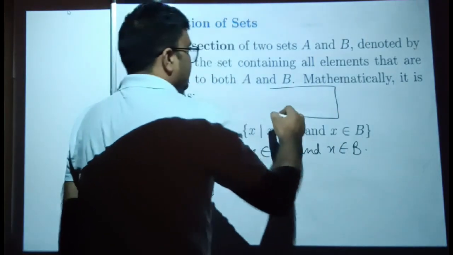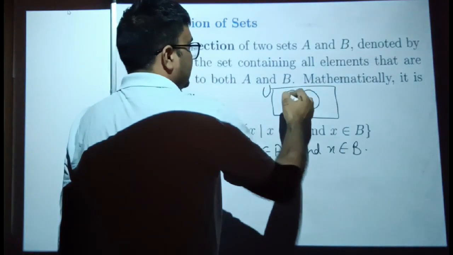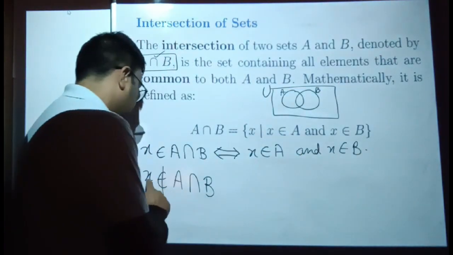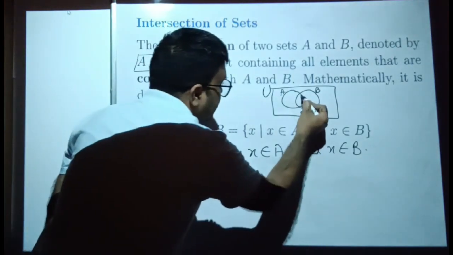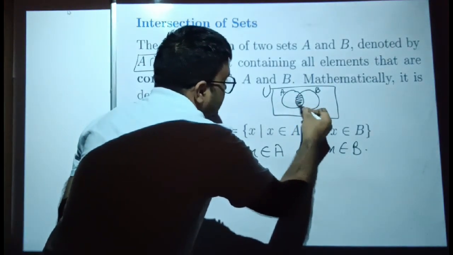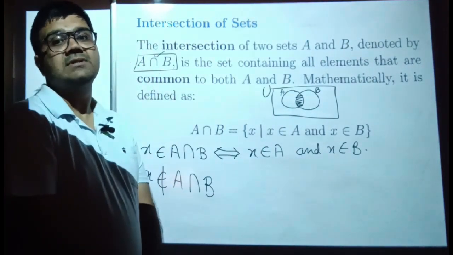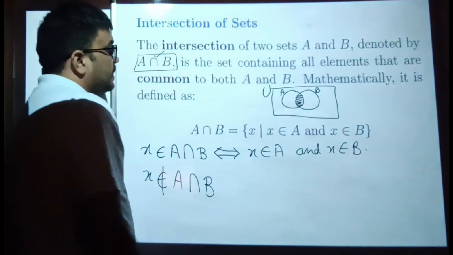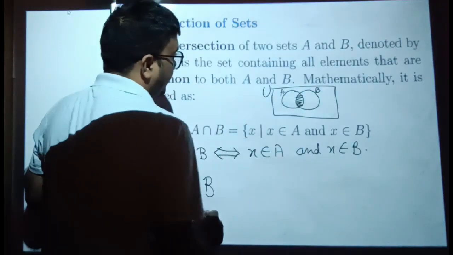Again consider the universal set. We have two sets A and B. This is the universal set, this is set A, this is set B. We are saying x does not belong to A or B. It means that except for this region, x can lie anywhere. Now, how can we represent this portion?